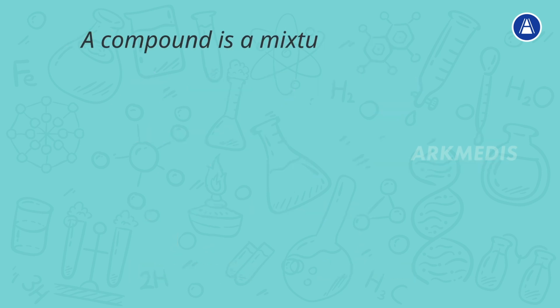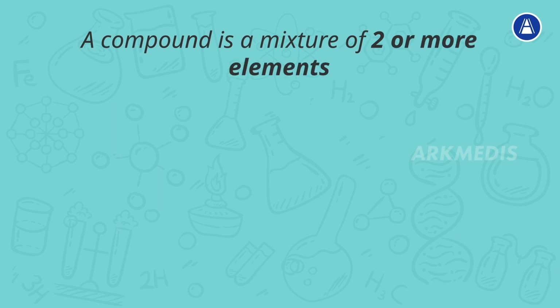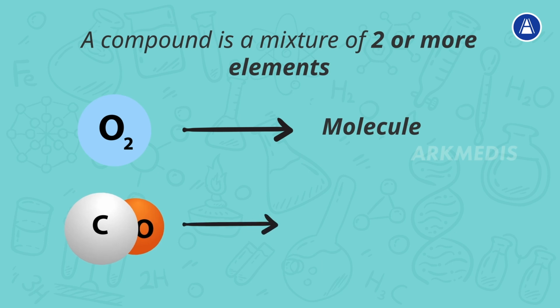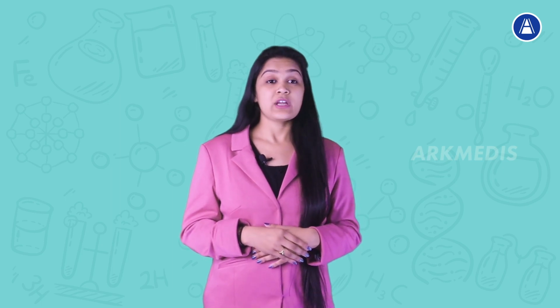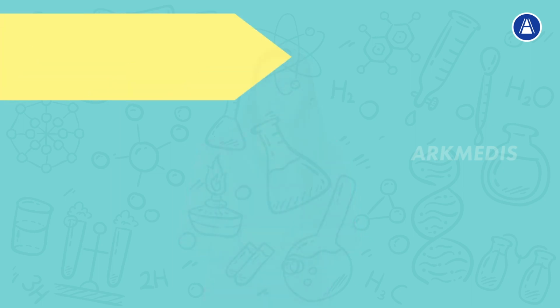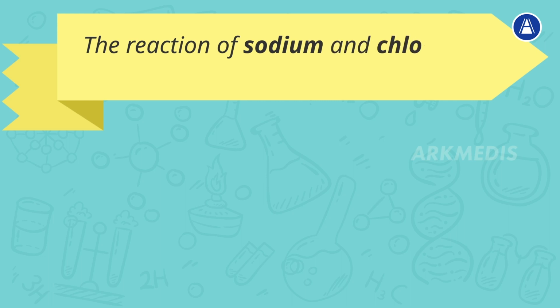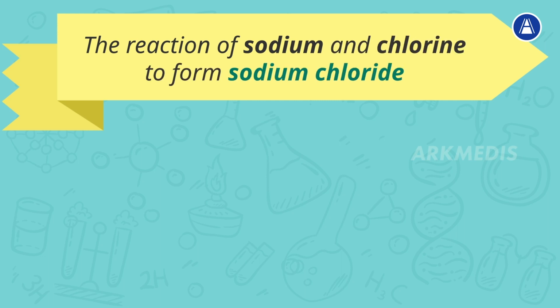A compound is a combination of 2 or more elements. For example, O2 is a molecule, but CO is a compound. We can understand it much better with the following examples. First example is the reaction of sodium and chlorine to form sodium chloride.